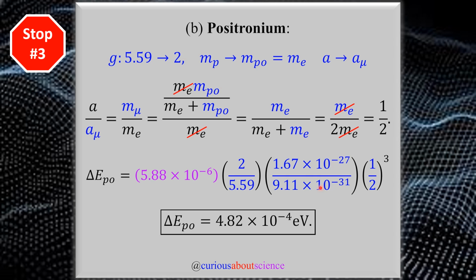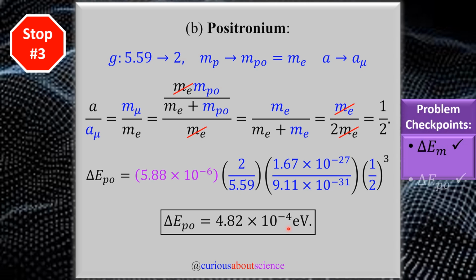Okay, and just using the streamline effect, we get that this is equal to 4.82 times 10 to the negative 4 eV. And that brings us through our second stop. Not bad once we have the setup. Take out what's old. So this is old, and this is old, and put in what's new.